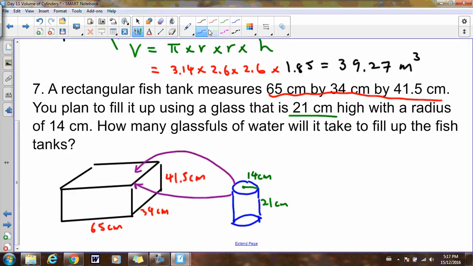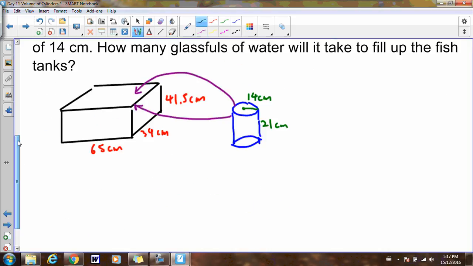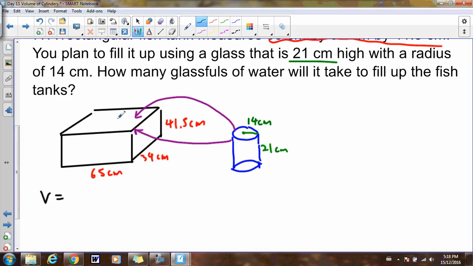Okay, so that seems like a pretty difficult question, but it's not really that difficult because we already know how to calculate the volume of this kind of rectangular prism. Remember, it's just the length times the width multiplied by the height, right? If you do that, you're going to get 91.715 centimeters cubed, right? That's the volume of the fish tank.